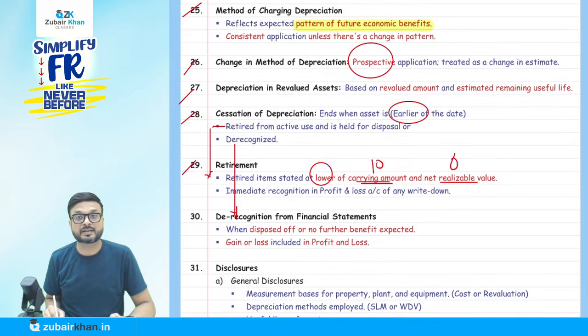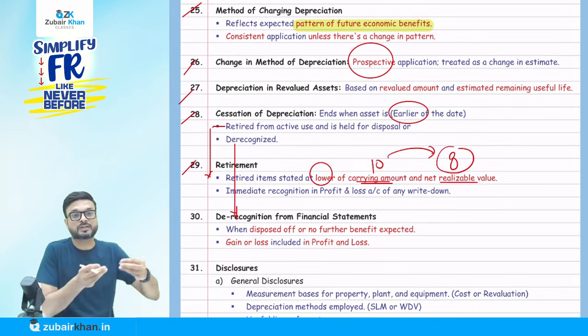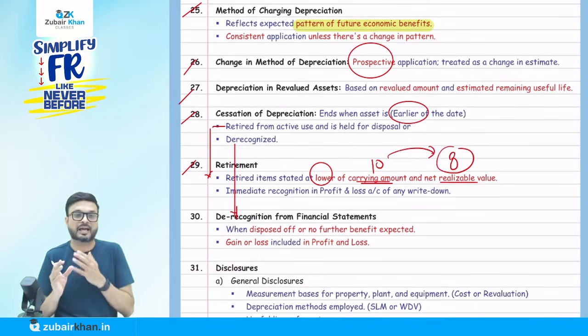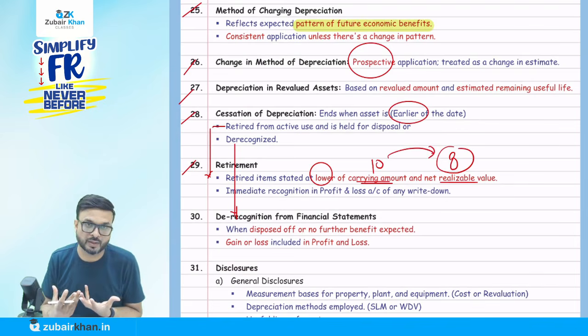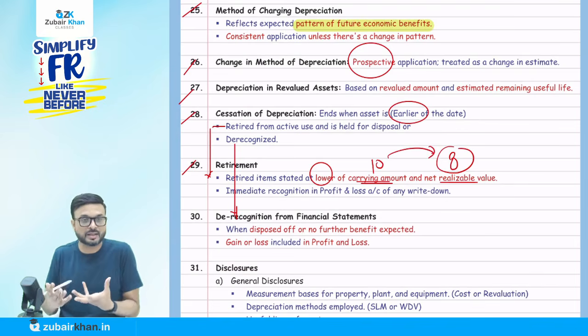NRV of that particular asset is 8. So lower is 8. So I'm decreasing the value from 10 to 8. So 2 will be charged to the profit and loss account. Okay, this is a retirement, and we don't charge any depreciation on that every year. If we have sold within the year, then that's a different case.